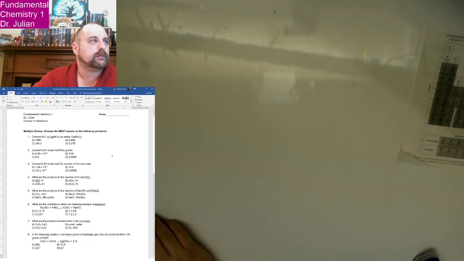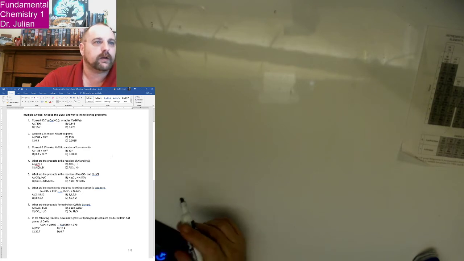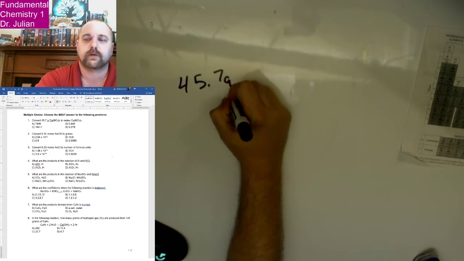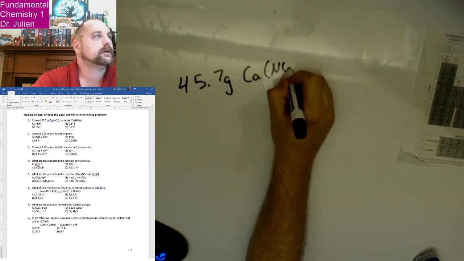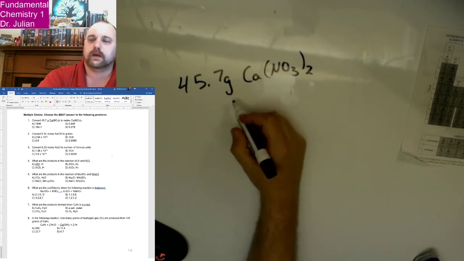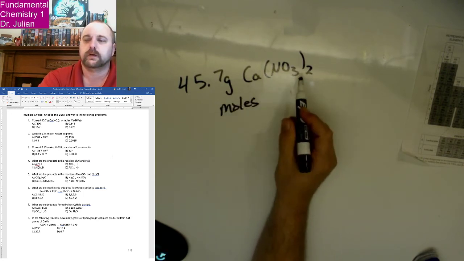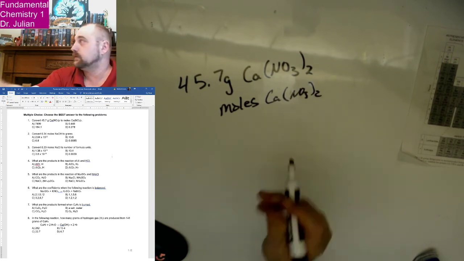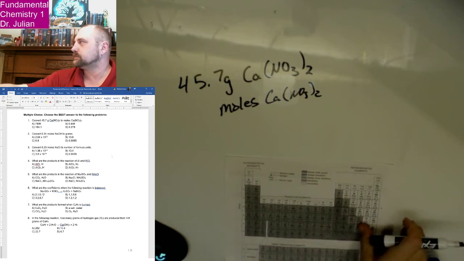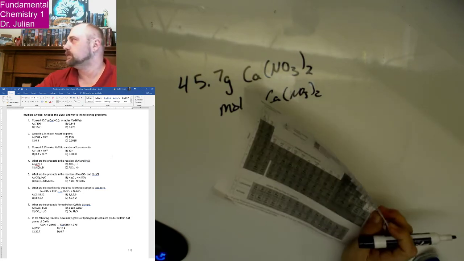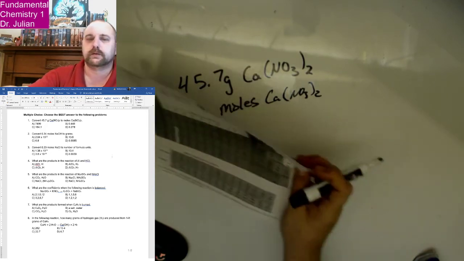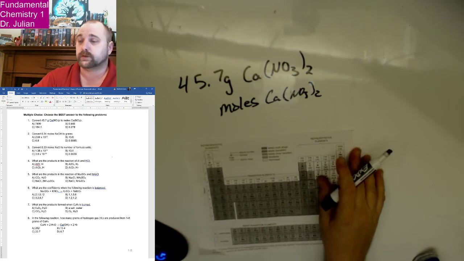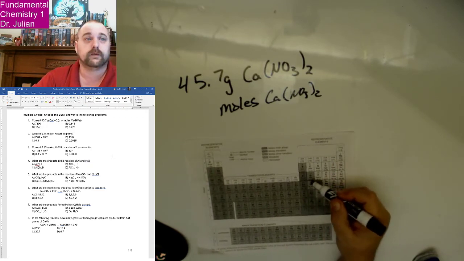All right, chapter 4. Oh man, we got some conversions going on here. 45.7 grams of Ca(NO3)2, and it wants us to go to moles of Ca(NO3)2. So grams of that to moles of this. We're going to be looking at our Scary River picture, but we're just going to grams to moles. So we're going to use our numbers right off of here.